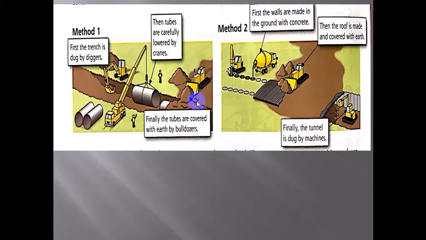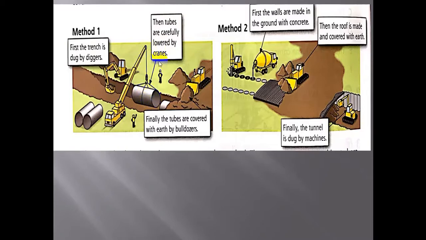So now I'm going to explain these methods. Okay? If the tunnel is not deep, the work is easier. Okay? And engineers use 2 cut and cover methods. So, method number 1. First, the trench is dug by diggers. يتم حفر الخندق بواسطة حفارة. Okay? Trench, which means الخندق. Then tubes are carefully lowered by cranes. ويتم خفض الأنابيب بعناية بواسطة رافعات.